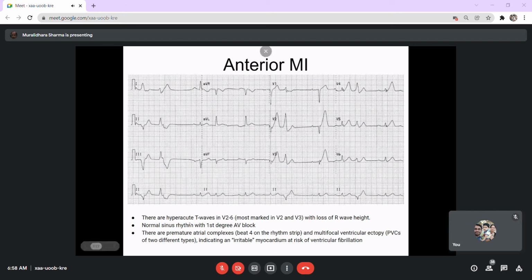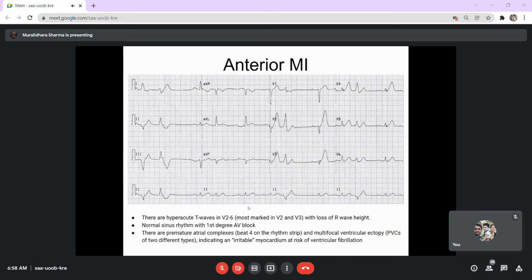An anterior MI is another critical condition, anterior or anteroseptal. Anteroseptal is more critical. Anterior MI also is critical, where you may have similar hyperacute T waves in V2 to V6, particularly the chest leads, significantly marked in the middle leads, V2 and V3, and the R wave height is reduced. There is a tendency for the R wave heights to be reduced. This also suggests a severe risk. Now, in this ECG, that anterior MI has resulted in a block also, a first degree AV block has occurred.